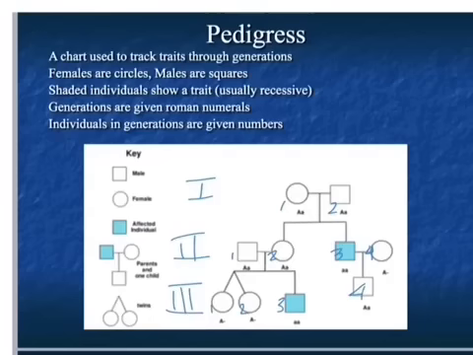And this way we can talk about the individual people because I can say it's in generation 2, individual 3 is affected by this trait, and the individual in generation 3, individual 3 is also affected by the trait.